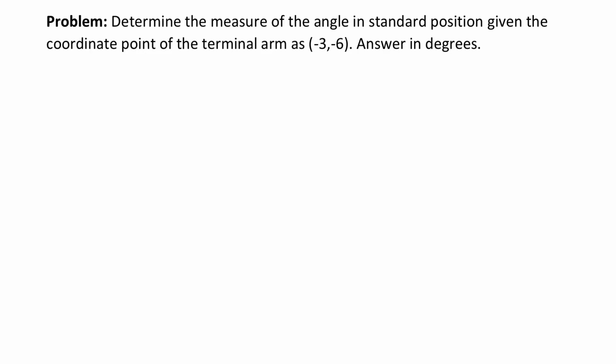Hello. In this video, we're going to go through a few remaining problems from Unit 5 on trigonometry. Now let's take a look at this first one. Determine the measure of the angle in standard position given the coordinate point on the terminal arm as -3, -6.